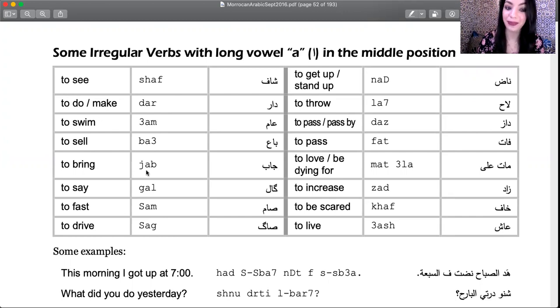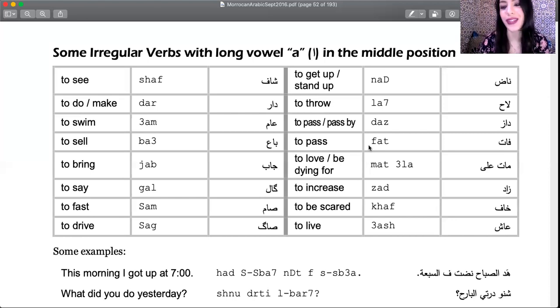Jab, jab. Gal, gal. Sam, sam. Seg, seg. Nod, nod. Lah, lah. Daz, daz. Fat, fat. And it's not the word fat as in English.